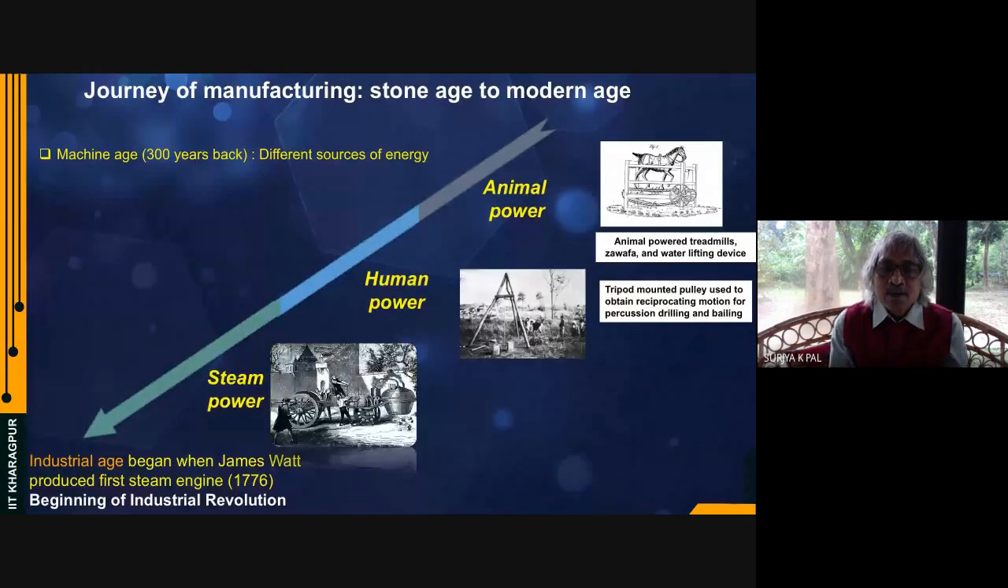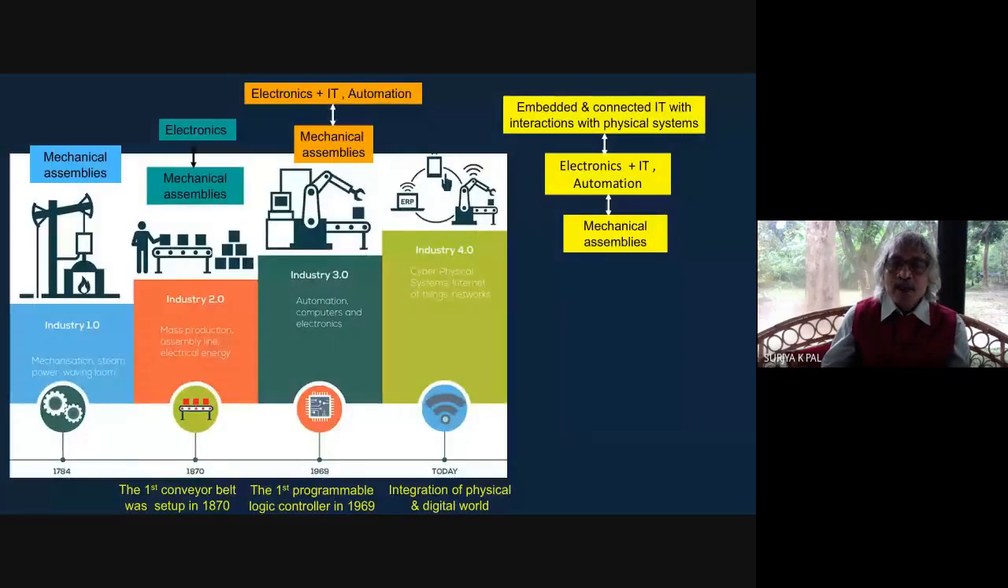Then when steam power got invented, the steam engine came into the picture, people thought that this could be a very potential source of energy. From there the industrial revolution started. The industrial revolution is basically what you call Industry 1.0. It started in the era of 1784. There, by the use of steam, they came up with different types of mechanisms and used them in manufacturing.